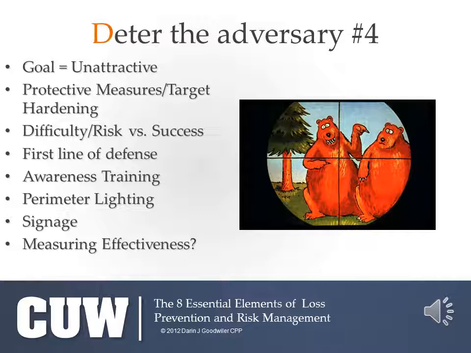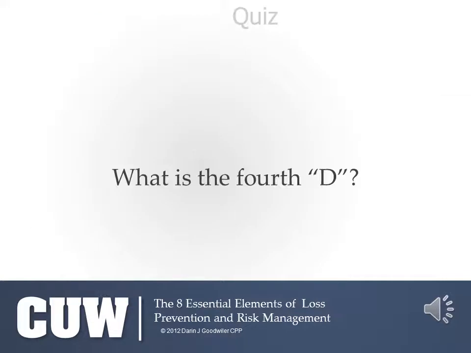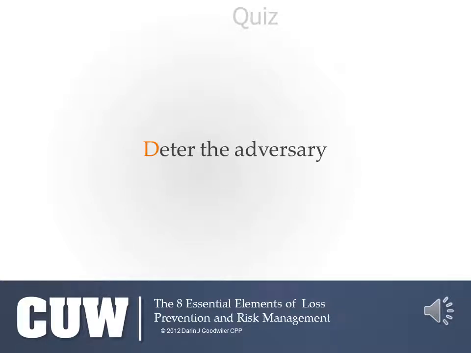So if somebody's driving through a neighborhood to look at potential victims, they're going to look at the house that doesn't have the appropriate security things at it, and they're going to go hunt something or attack something that's much weaker, that has much less risk from their perspective. What is the fourth D? Deter the adversary.